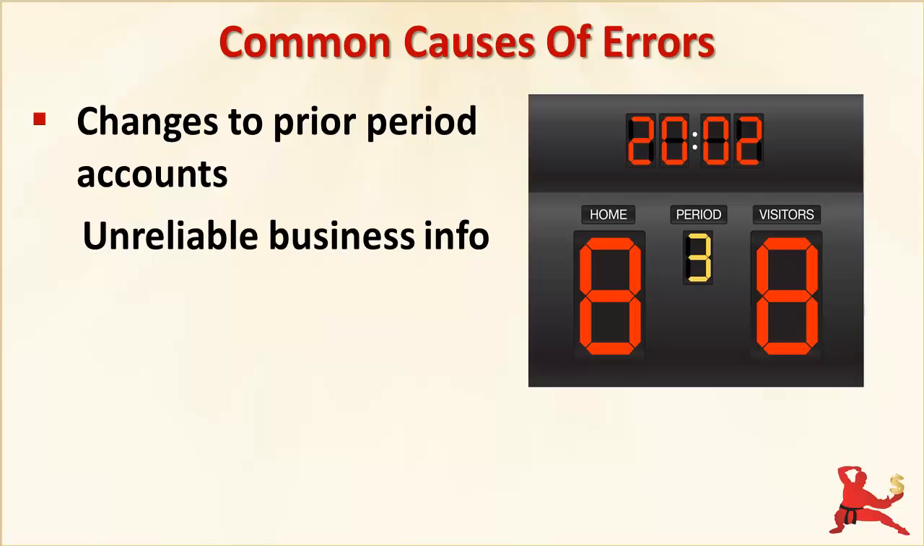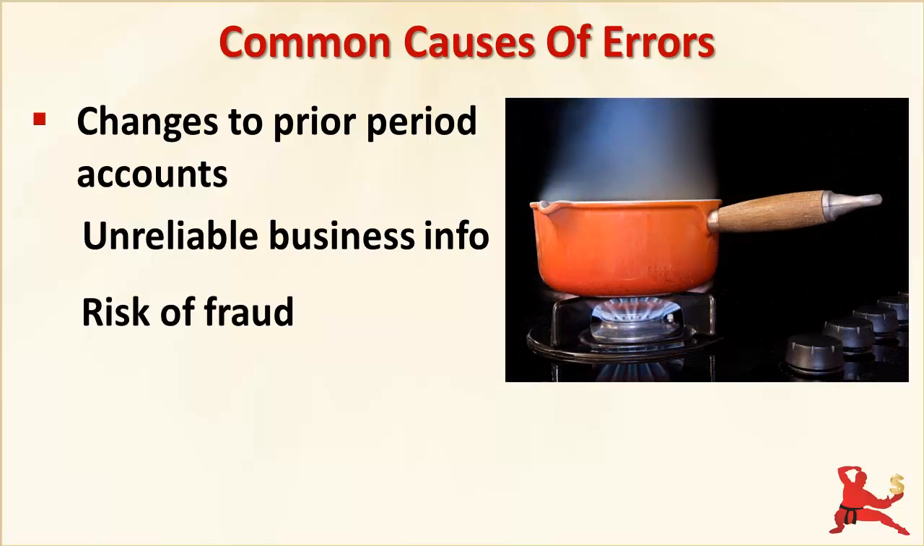How can you make properly informed business decisions based on shifting numbers? It also increases opportunity for fraud. How are you going to know if someone is cooking the books and embezzling funds if your numbers keep moving?